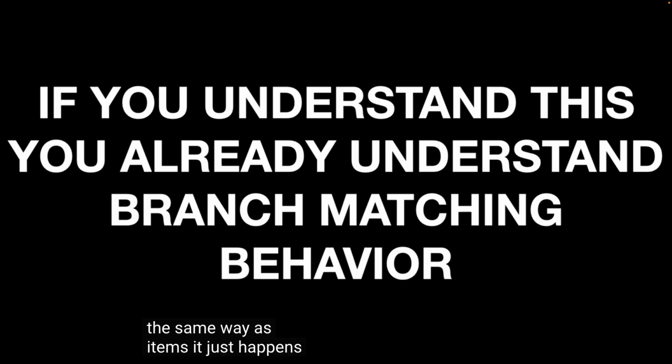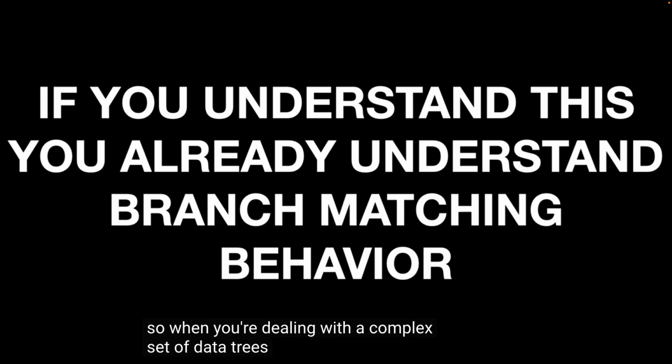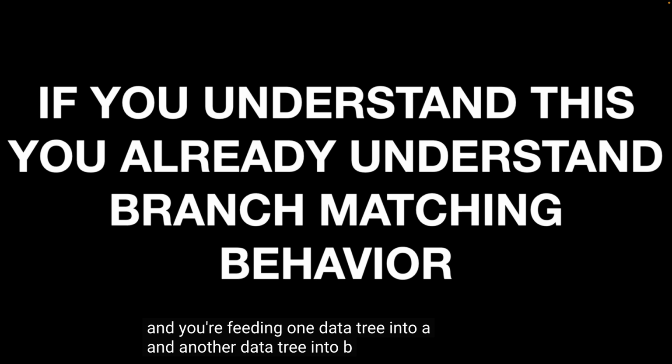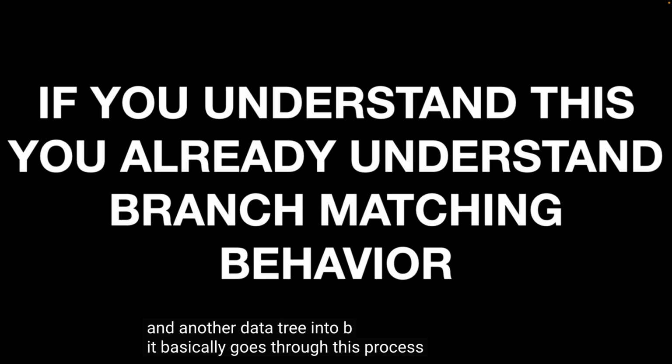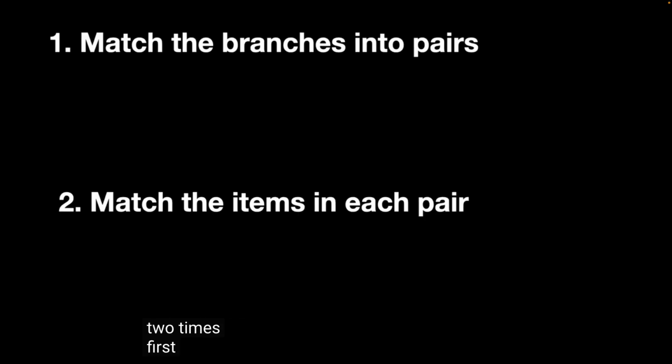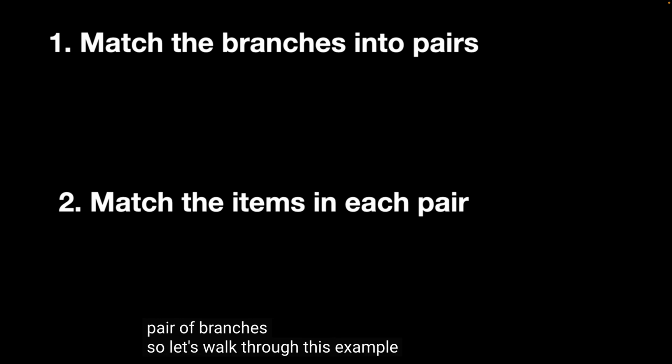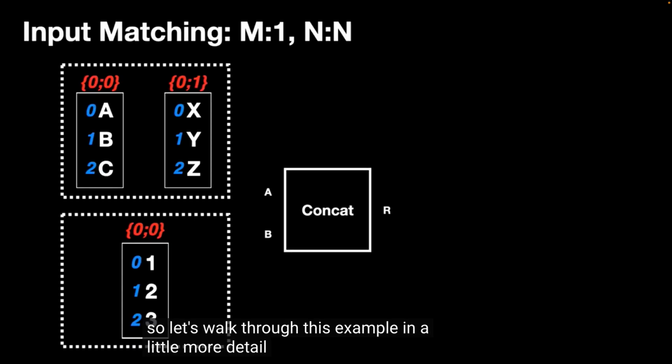It just happens twice. So when you're dealing with a complex set of data trees, and you're feeding one data tree into A and another data tree into B, it basically goes through this process 2 times. First, it matches the branches into pairs, and then it matches the items in each pair of branches. So let's walk through this example in a little more detail.